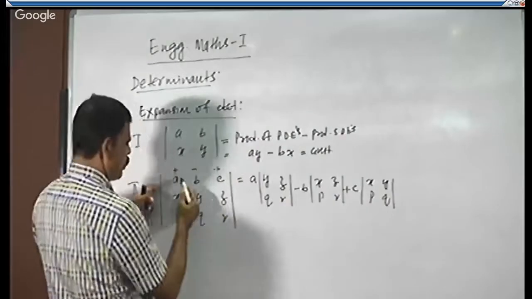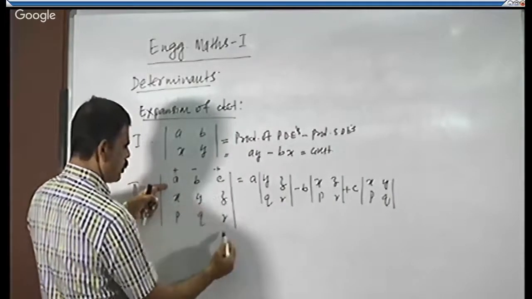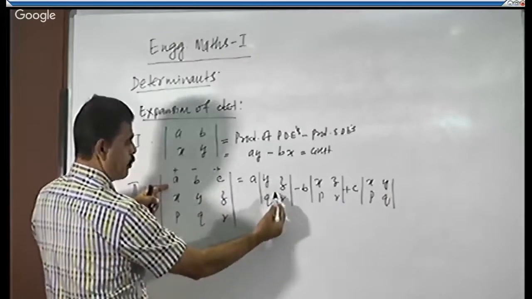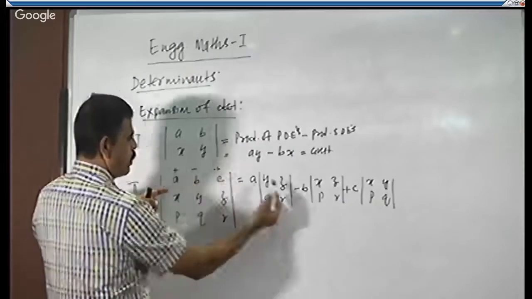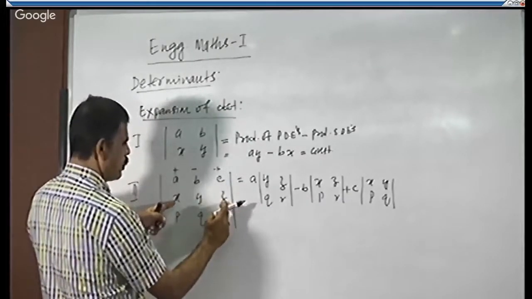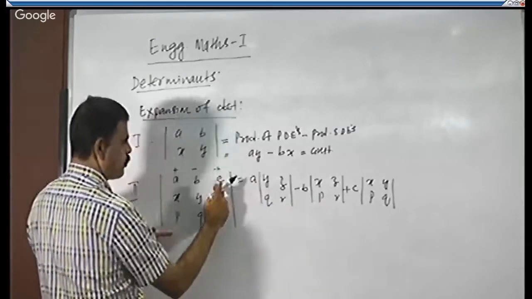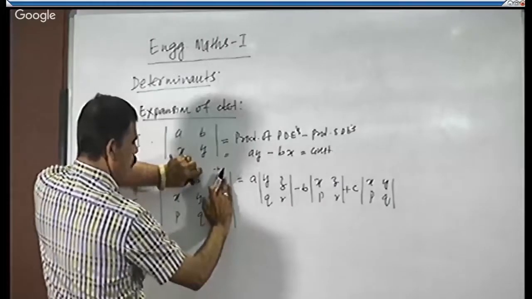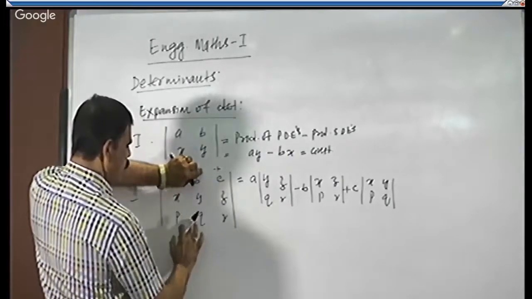Got this? Take the first element, leave the corresponding column and row. The other elements are taken in the form of a determinant. Minus of the second element of the first row into, leave the corresponding column and row, and these elements are taken in the form of a determinant. Plus of c into, leave the corresponding column and row of that element. The remaining elements are x, y, p, q.